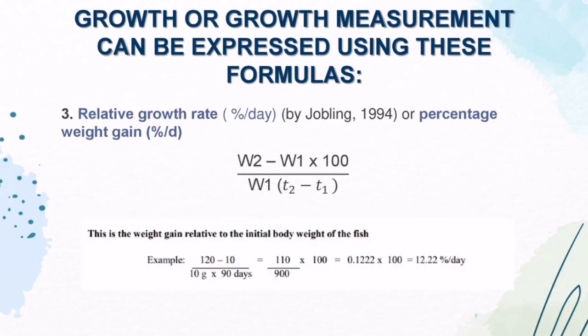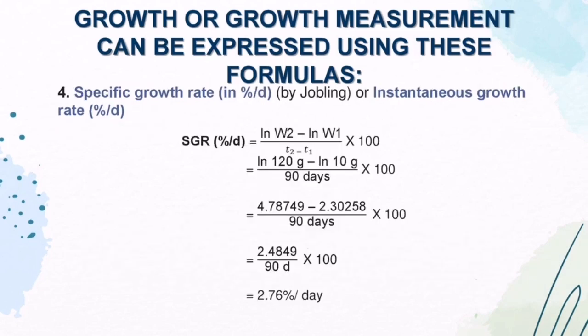The next formula is the relative growth rate, or also called the percentage weight gain. So this one is the weight gain, which is relative to the initial body weight of the fish. Using the similar example as earlier, the weight 1 below is multiplied by 90 days, and the result of the equation above is then multiplied by 100 to convert to percentage. So the answer of this is 12.22% per day. Now let's move to the final formula.